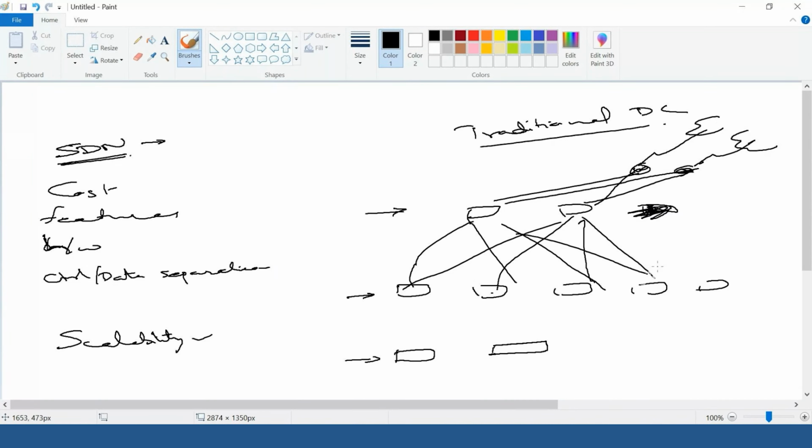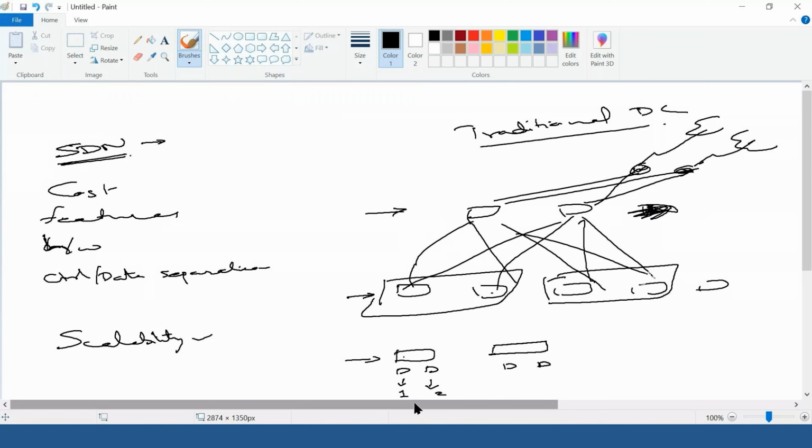This is my access layer, two pairs. This is another access pair. Now I have my servers, VMs connected here. Assume that this is on network one, subnet one. This is on subnet two, two VMs on the same host. How will VM1 and VM2 communicate? Subnet 1, subnet 2, with some router.